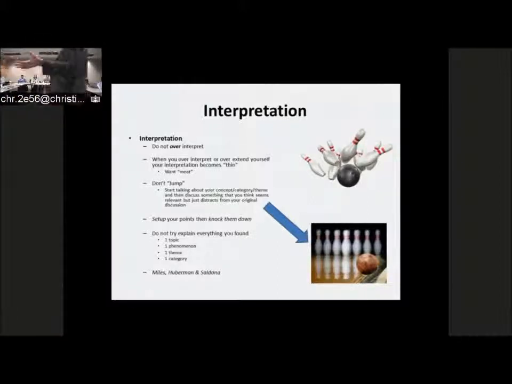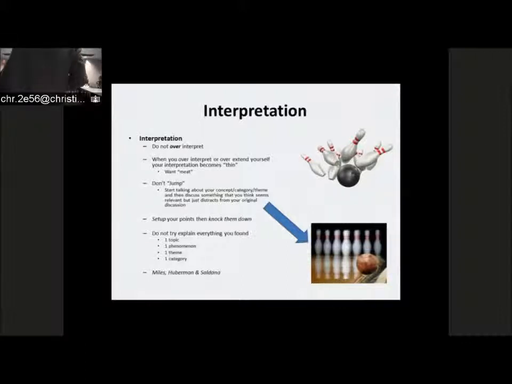Because you're your own interpretive tool. Don't jump, right? Don't start talking about your concept, your category, theme, and then talk about something you think seems relevant, because it'll just distract you. So don't overinterpret it and don't jump. Don't start fleshing an argument out completely. Just get it to where it's bare bones. Take all the meat off it, and then you can move on. Right? Don't be like, oh, now we're talking about this. No, just stay with your topic. Set your points up and then knock them down, right?